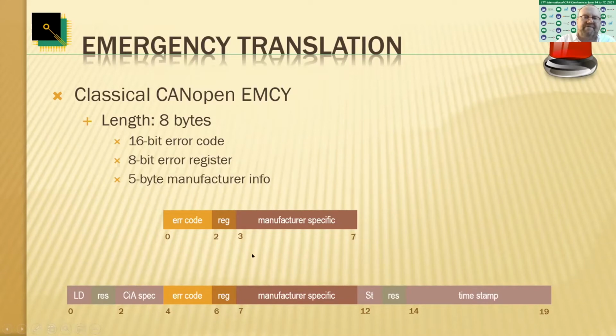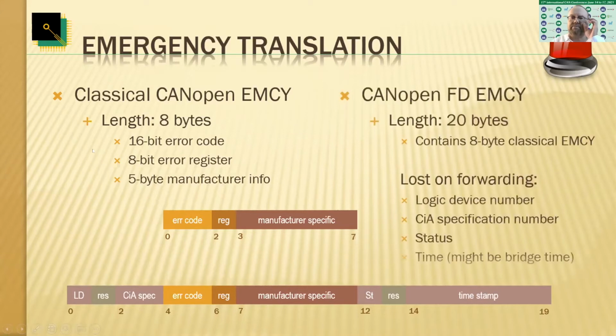And vice versa, if a CANopen FD emergency is seen on one side, it could easily be forwarded to the classical side by just extracting the original portion of the emergency. So here on the FD side, it's a total of 20 bytes, and lost on forwarding, unfortunately, are our logical device number, CiA specification number, and the timestamp, unless it's used by the bridge. So nothing essential, well, not perfect. Whenever you lose something, it's not perfect, however, doable.